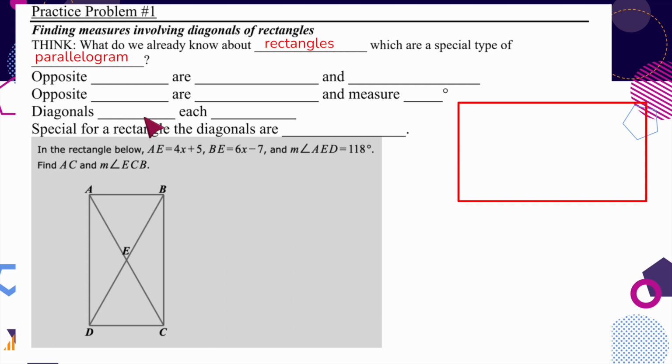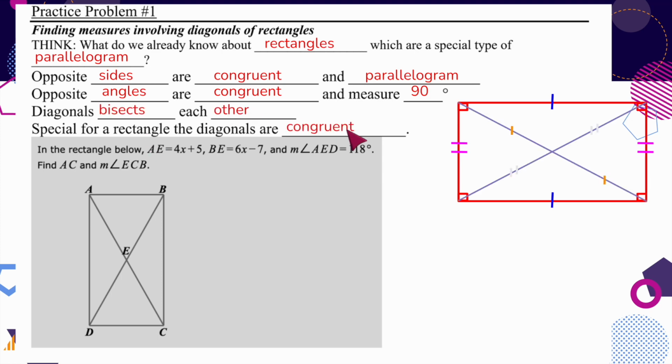So here's a rectangle. We already know that opposite sides are congruent and parallel because it's a parallelogram, right? So we already know those qualities exist. We also know that the angles are specifically 90-degree angles because it's a rectangle. So a rectangle or square has 90-degree angles. Something special about a rectangle is that the diagonals bisect each other, but they're also congruent to each other. In normal parallelograms they're not congruent, but in a rectangle or square, they are.